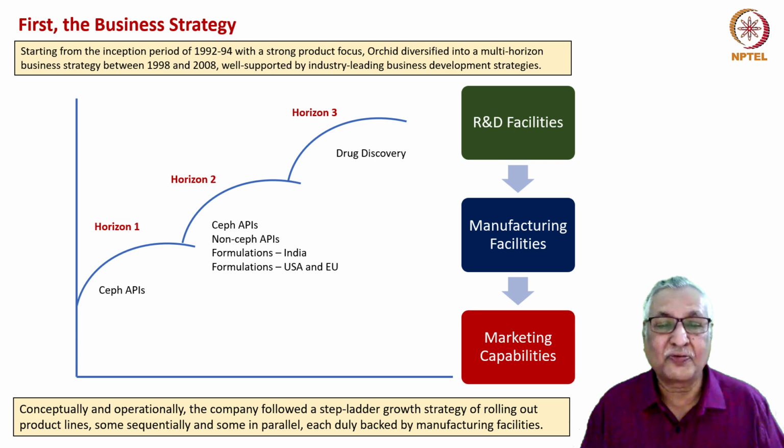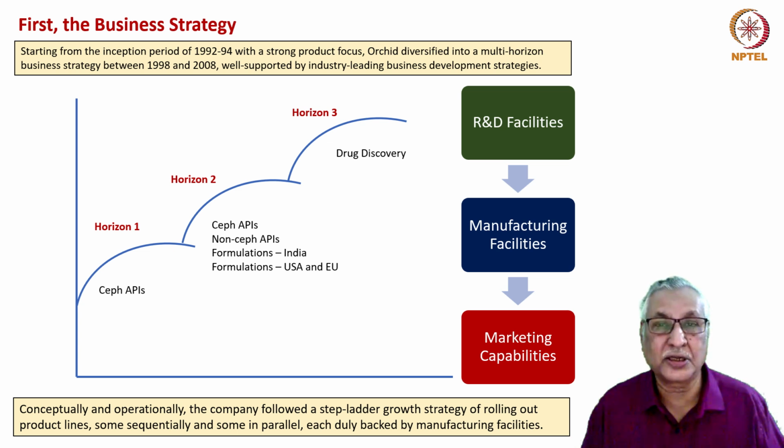Horizon 2 comprised cephalosporin antibiotic APIs, non-cephalosporin antibiotic APIs, and non-antibiotic APIs, formulations for India, and formulations for USA and European Union. When we say formulations, we mean finished dosage forms. Horizon 3 comprises drug discovery, that is, discovery of new chemical entities for the first time in the pharmaceutical space. The facilities included R&D facilities, manufacturing facilities, and the capabilities included various functional capabilities, but essentially marketing capabilities to move into the export area.